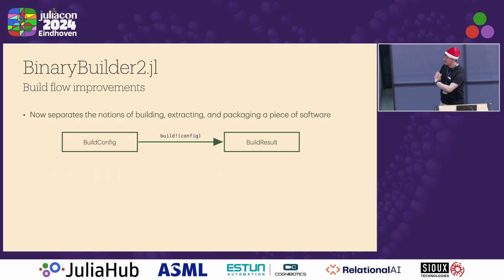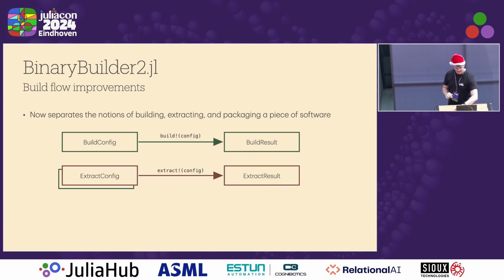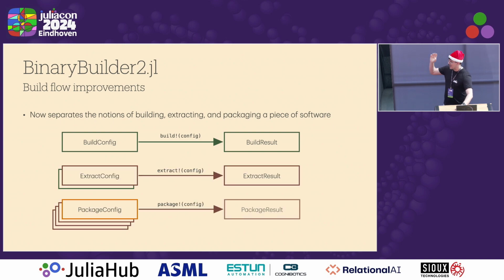Let's really quick talk about the build flow changes in BinaryBuilder 2. To solve the problems that LLVM and CUDA and stuff have, it now separates the notion of building, extracting, and packaging a piece of software. So you have a build config. You can call build on it. You get a build result. An extract config takes a build result and extracts things out of it. And you can run multiple extractions for a single build.